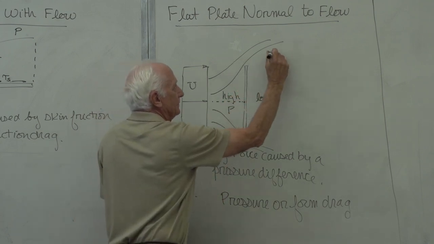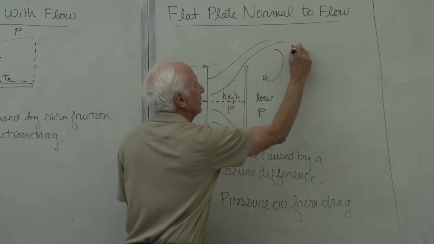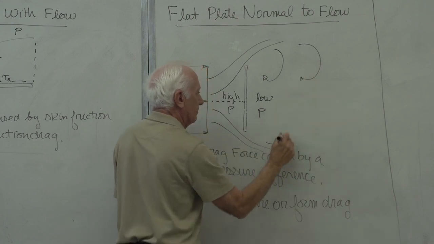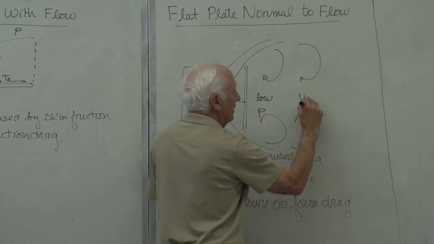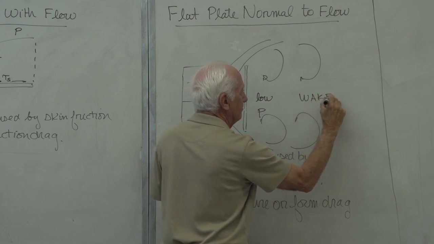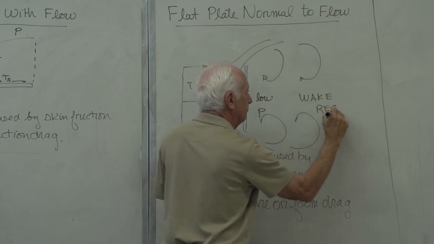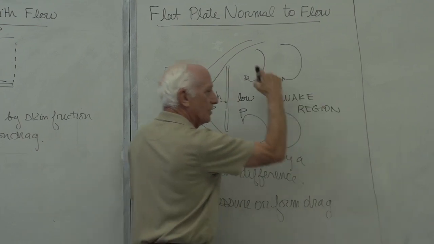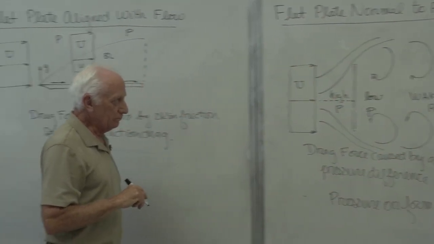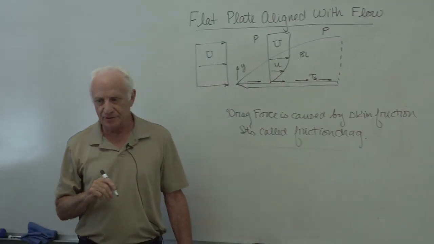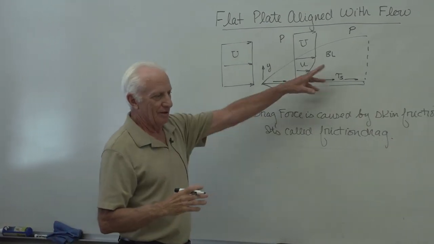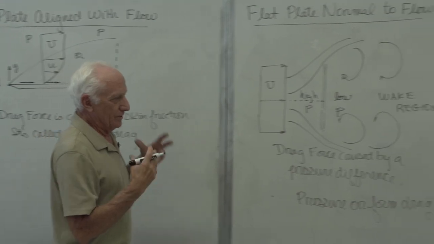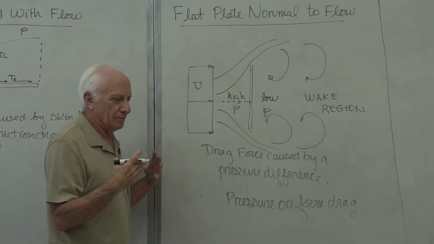Behind that, there's these swirling eddies. So this is called the wake region, where there are eddy flows. It's a turbulent region, but it's not turbulent in the way we define turbulence in a flat plate. It's just a mixed up region.